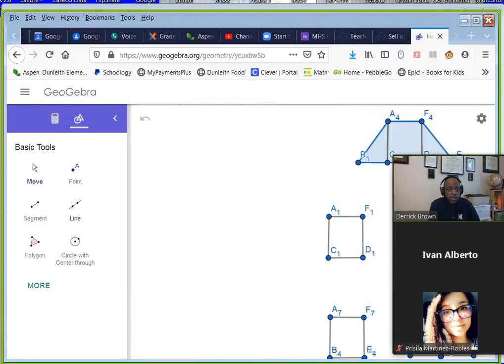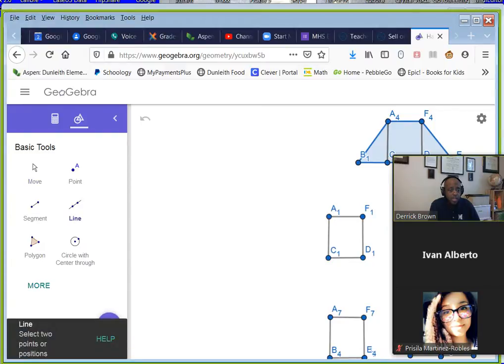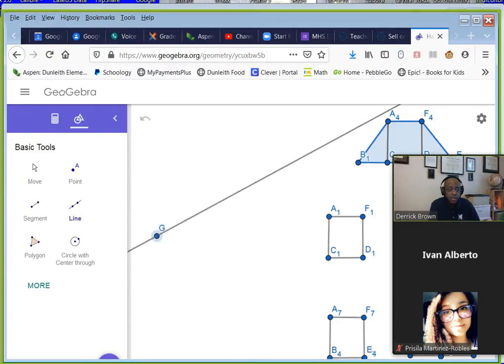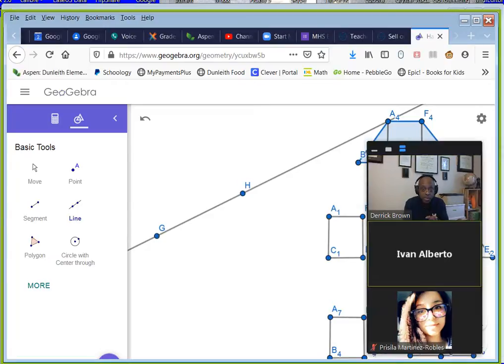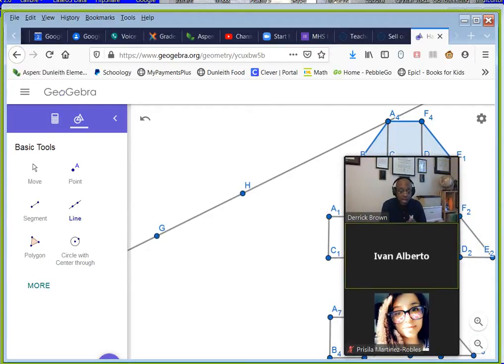But GeoGebra allows me to do things like draw a line on the screen so you and I can look at it. Now do you see how, well, I got to share it with you. Now I am sharing it. You can see it, right? Yeah, I can see it. Okay, all right, this will help us.